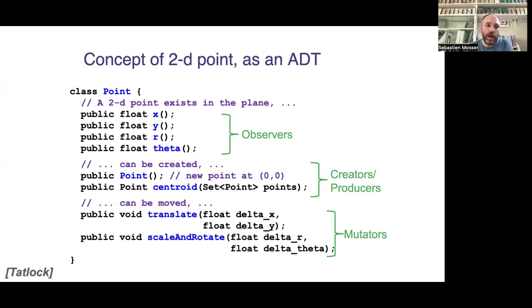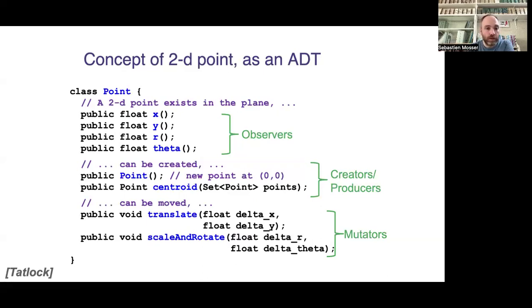So I'll have what's called observers, which are a way to access the data. If we're talking in terms of Java, that would be getters. I will have creators, producers, that are methods that create a point, constructors, or methods that give you another point. Like if I want to take the centroid of a polygon, I'm going to take all the points and it's going to compute the centroid. Or I can also have mutators that can be setters, or anything that changes the internal state of my object, okay? So when we have this, observers, creators, producers, mutators, we're going towards an ADT.